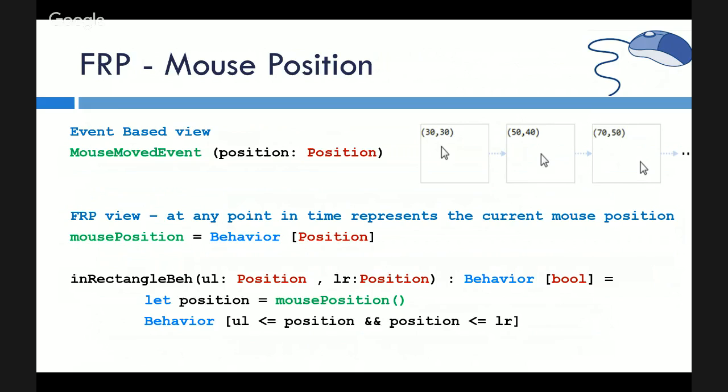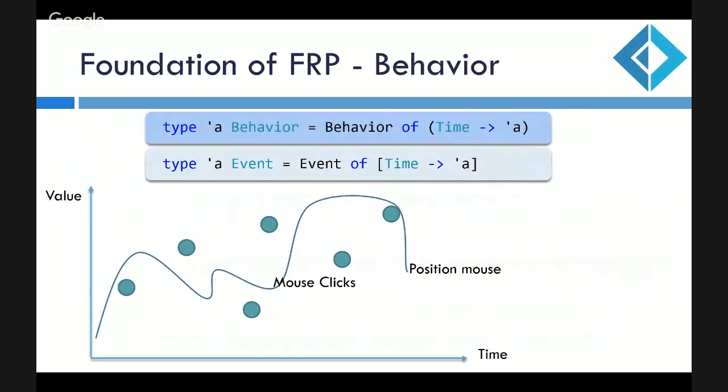Now, you can see here inside the behavior in rectangle, we sample the mouse position. We use the parentheses there to get the value of the behavior, and then return true or false accordingly. But what is really fascinating for me is the fact that now we can associate a value to a given time, right? So the idea is that a behavior is a function of time instead of ordinary values. And the dots here in the slide represent discrete events.